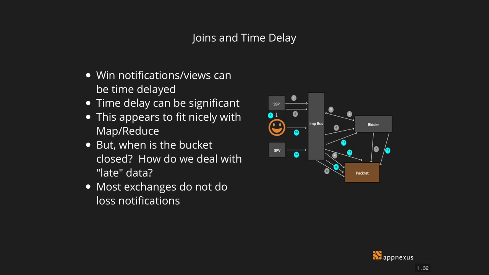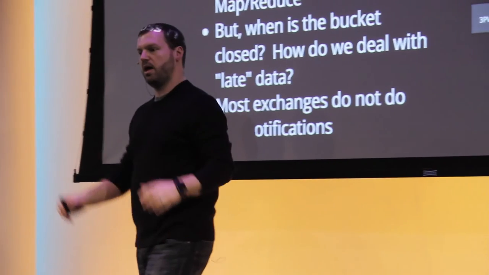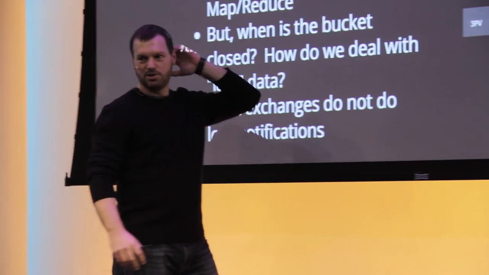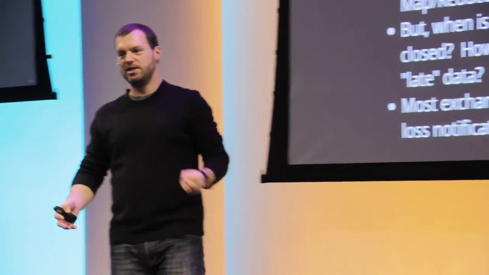We have no control really over the user's browser, right? They may start to render a page and shut their laptop, or they're on mobile and they go through a tunnel on a train and they're cut off. Then they come out the other side and the pixel comes through 20 minutes later. We have no control over that. So these joins that we eventually have to complete can be time delayed.